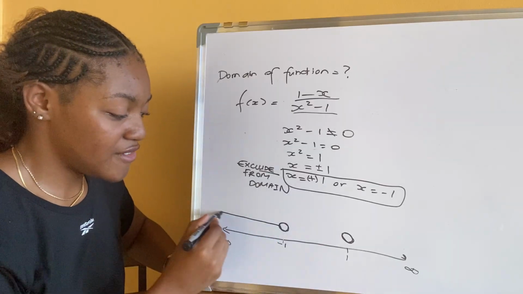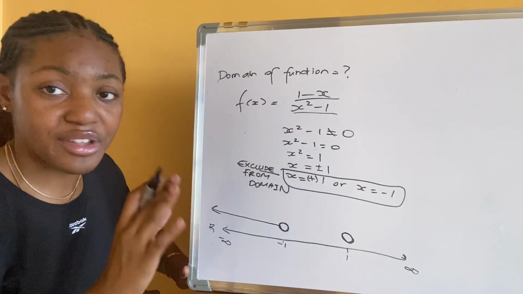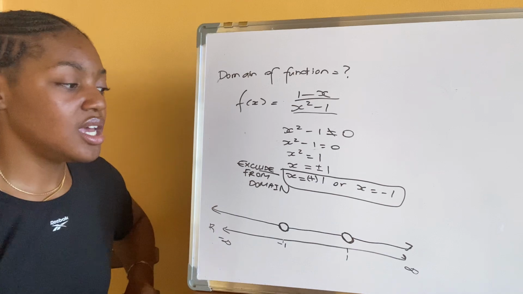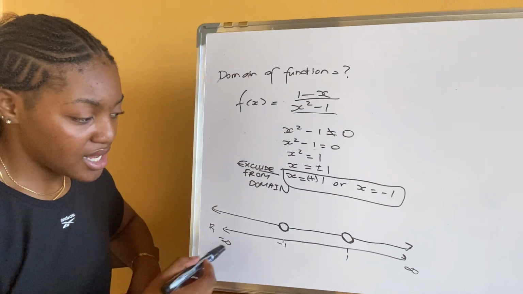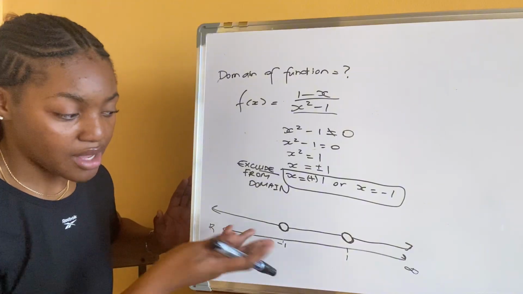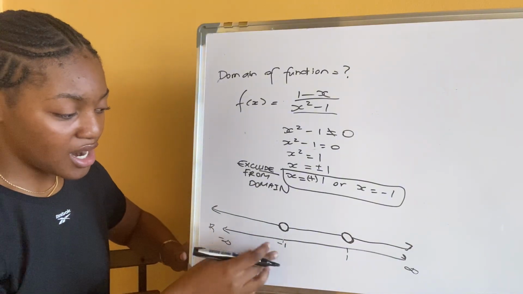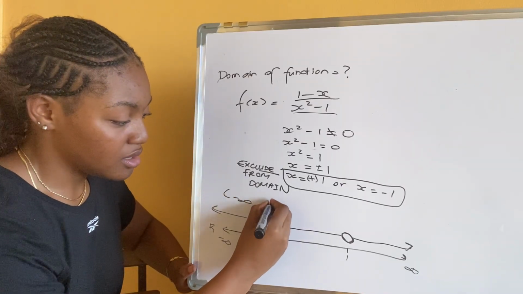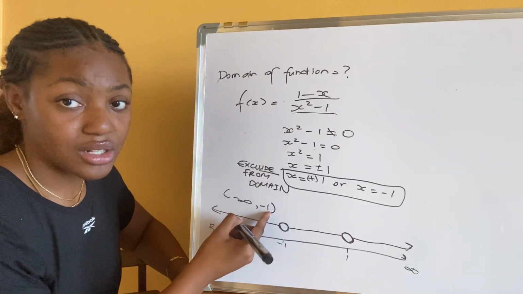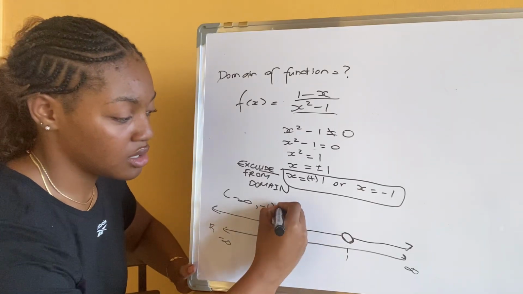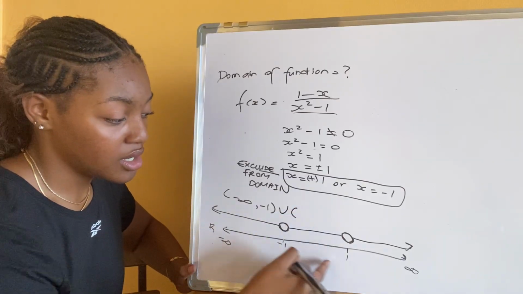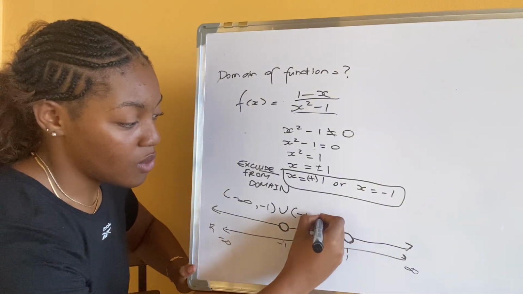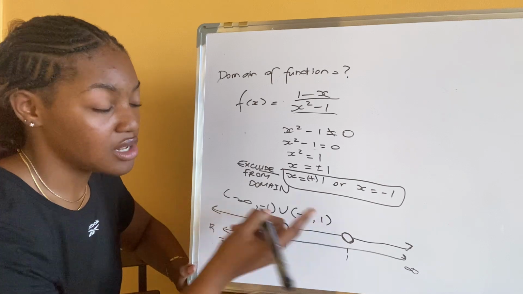So that means that every other number is included in the domain. So all we have to do is represent this in interval notation. Since every other number is included except negative 1 and 1, for this part we can say negative infinity, and then negative 1, and we'll have the open interval to show that it's not included. Next, we're looking at this region, and we're not including negative 1 or 1. So we have negative 1, not included, so the open interval. Next, we have 1. 1 is not included, so we have the open interval.